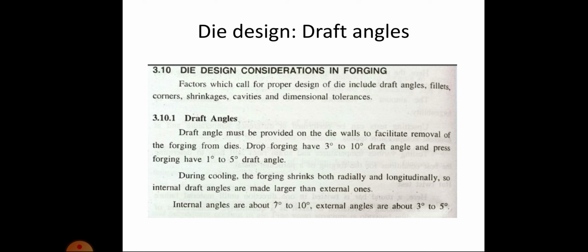During cooling, the forging shrinks both radially and longitudinally. So the internal draft angles are made larger than external ones. Internal angles are about 7 to 10 degrees and external angles are about 3 to 5 degrees. Okay.